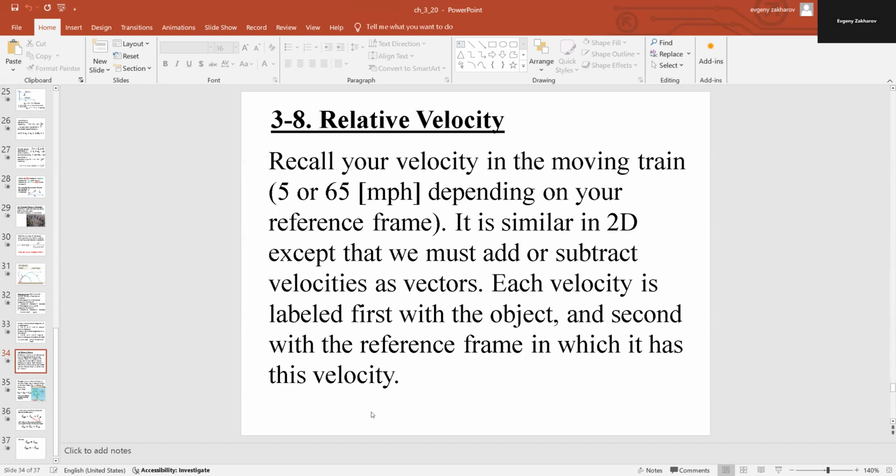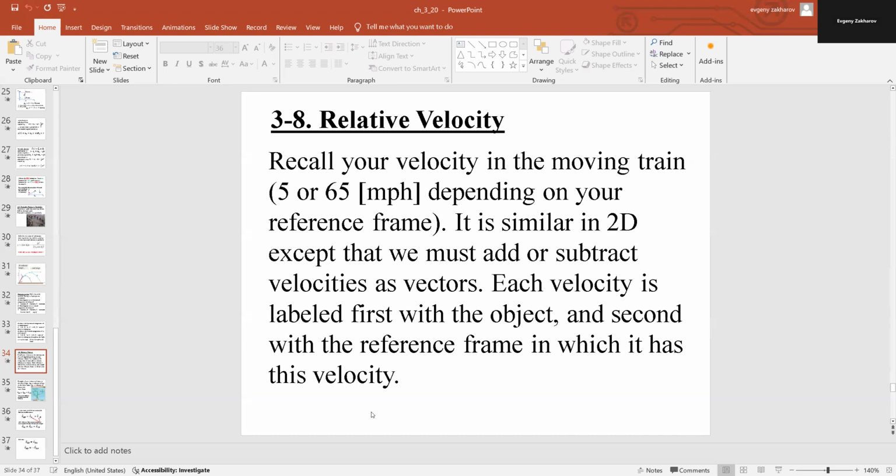Okay, last topic for chapter 3, relative velocity, a very important one. You will use that, what we call Galilean transformation, over and over again for other things in physics. So pay attention, focus, and try to understand what's going on here.